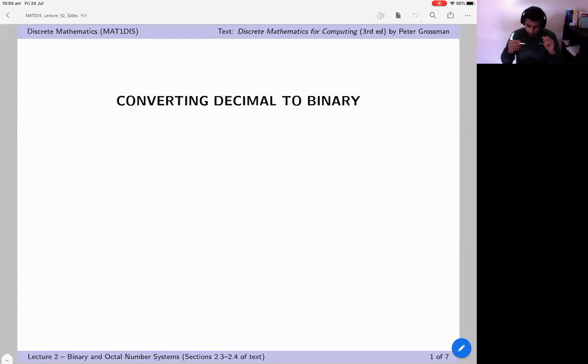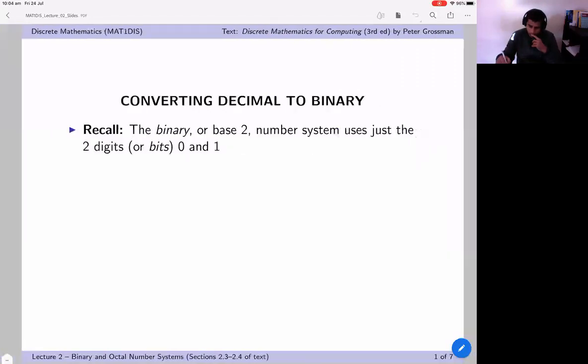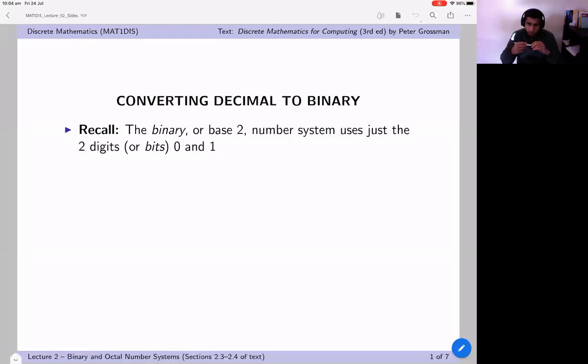So in the last lecture, what we did, we learned the binary system, zeros and ones, in other words, trues and falses, magnetized, unmagnetized, what these things are, and what we mean by bits. Every time I give a lecture, the first slide I reserve for recalling what we covered in the previous lecture.